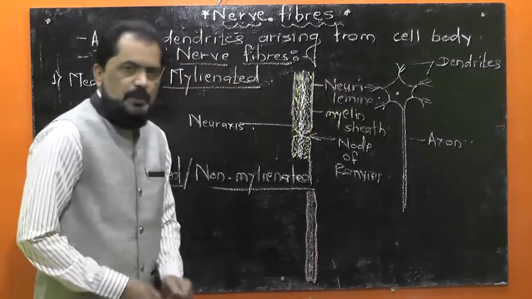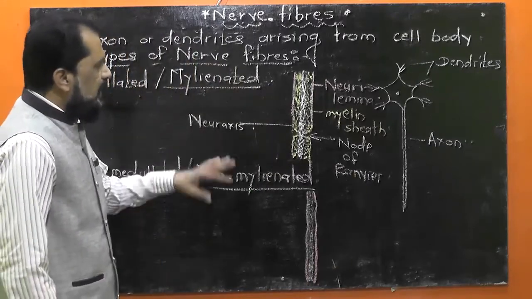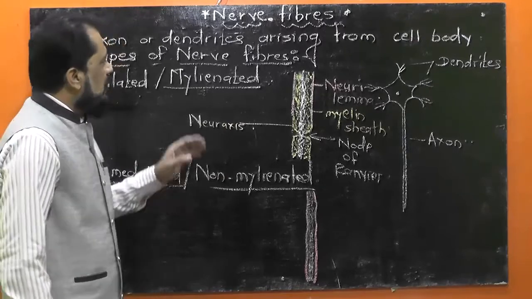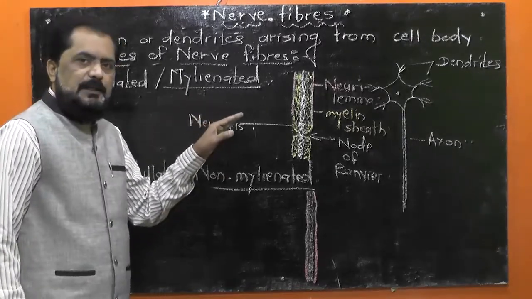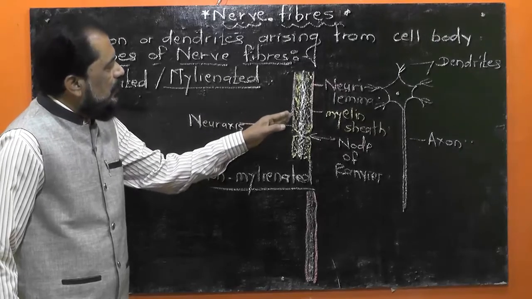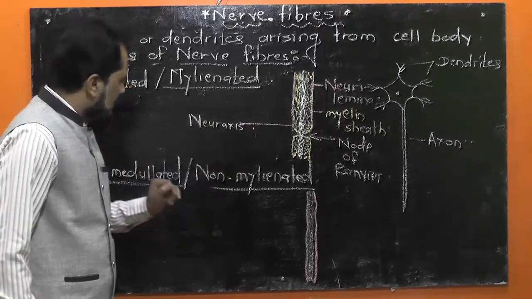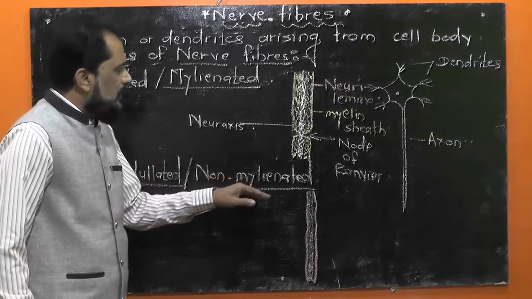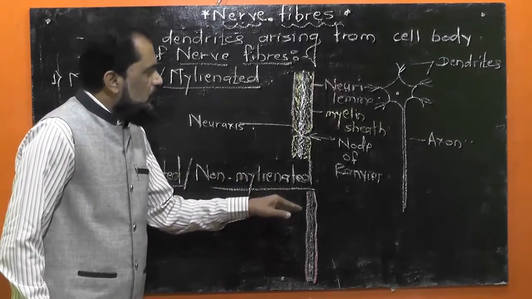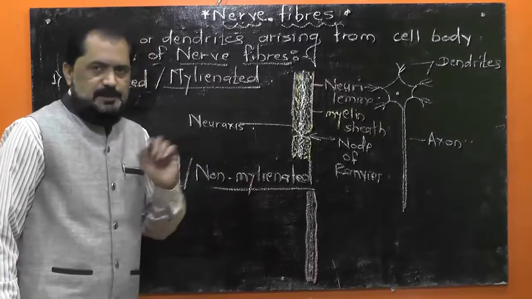Here I have shown. So the basic difference between these two types of nerve fibers is that in medullated or myelinated nerve fibers, the medullary sheath is present around the axis cylinder, while in non-medullated or non-myelinated nerve fiber, the medullary or myelin sheath is absent.